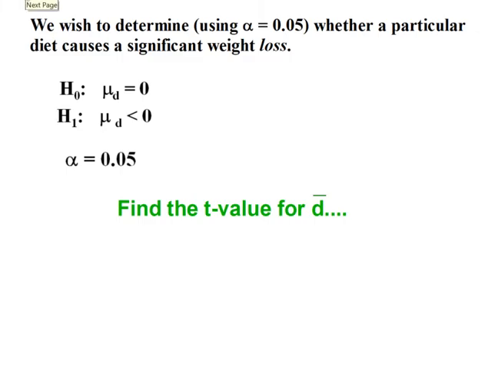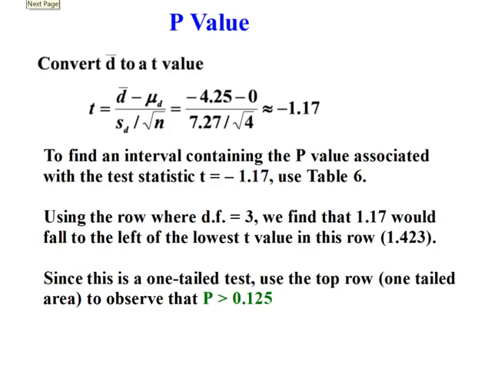Okay, we're going to test whether the diet gives us significant weight loss. So that means the mean of all the differences is going to be less than 0. Again, that just tells us we're going to use one tail. Our null hypothesis is that there is no change. Our alternative hypothesis is that there's going to be weight loss, so the mean difference is less than 0. And then we're going to use all that to find the t-score.